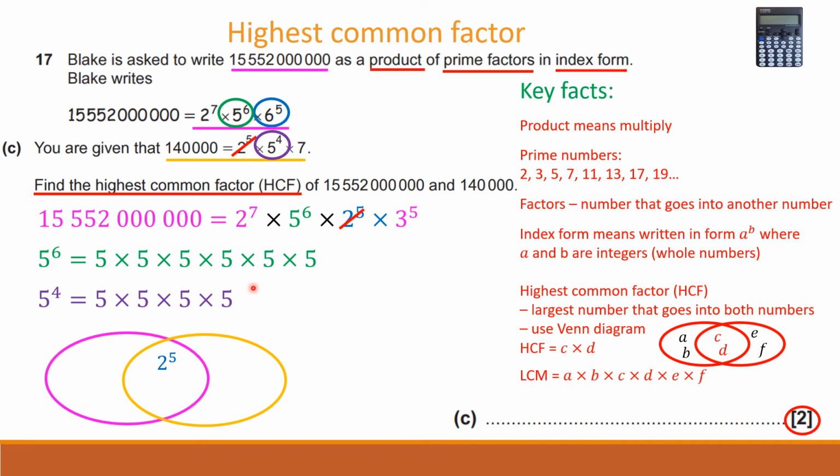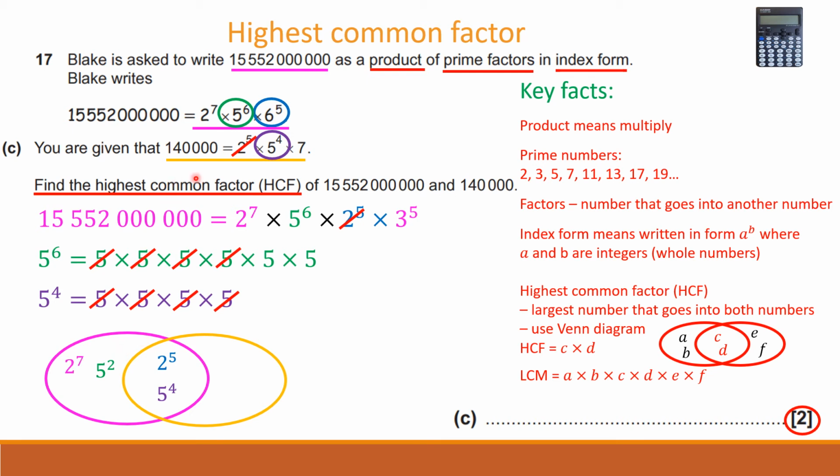So we want to know what is common to both of these terms. So the one that is common, I've got 1, 2, 3, 4 5s, which are common to both. So that goes in the centre. The 4 5s go in the centre. But I've got 2 5s here left over on the one with the 5 to the 6. So on the bigger number here, the one which is on the left-hand side, I've also got a 5 squared left over. So that goes in the left circle.